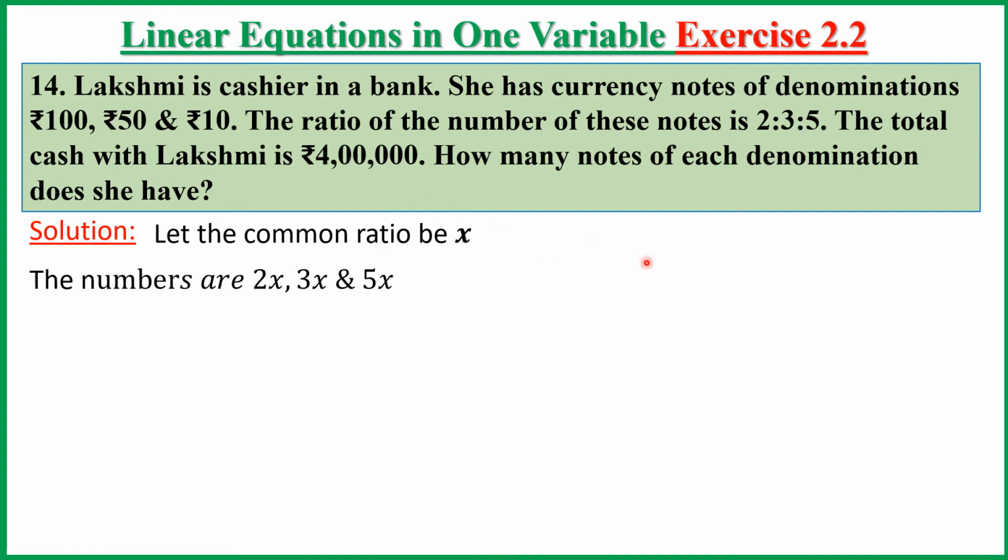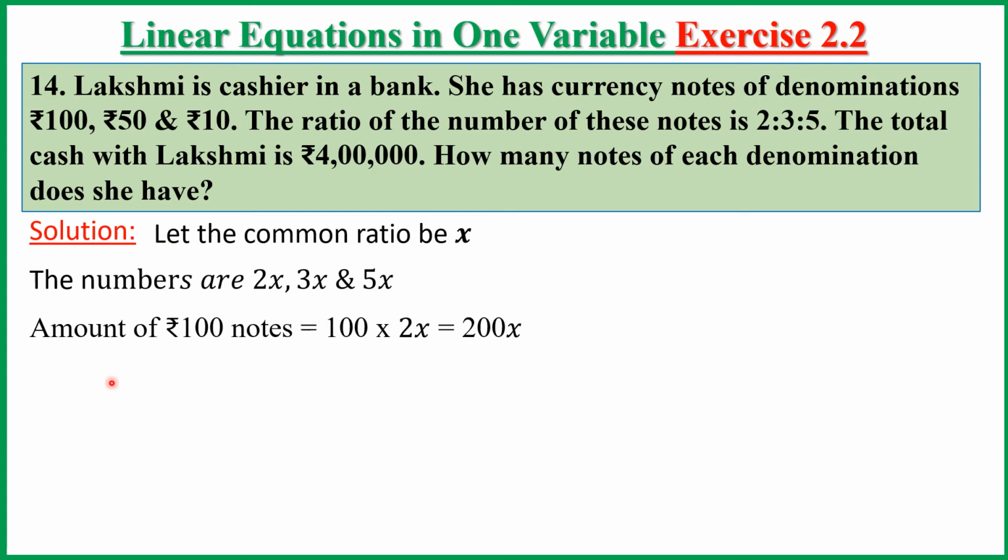For example, if you have 6 two-rupee notes, what is the amount you will be having? You will be multiplying 2 into 6. That is 12 rupees you have. But how many notes of 2 rupees do we have? 6 notes. Likewise, we have to find how many 100 rupee, 50 rupee and 10 rupee notes.